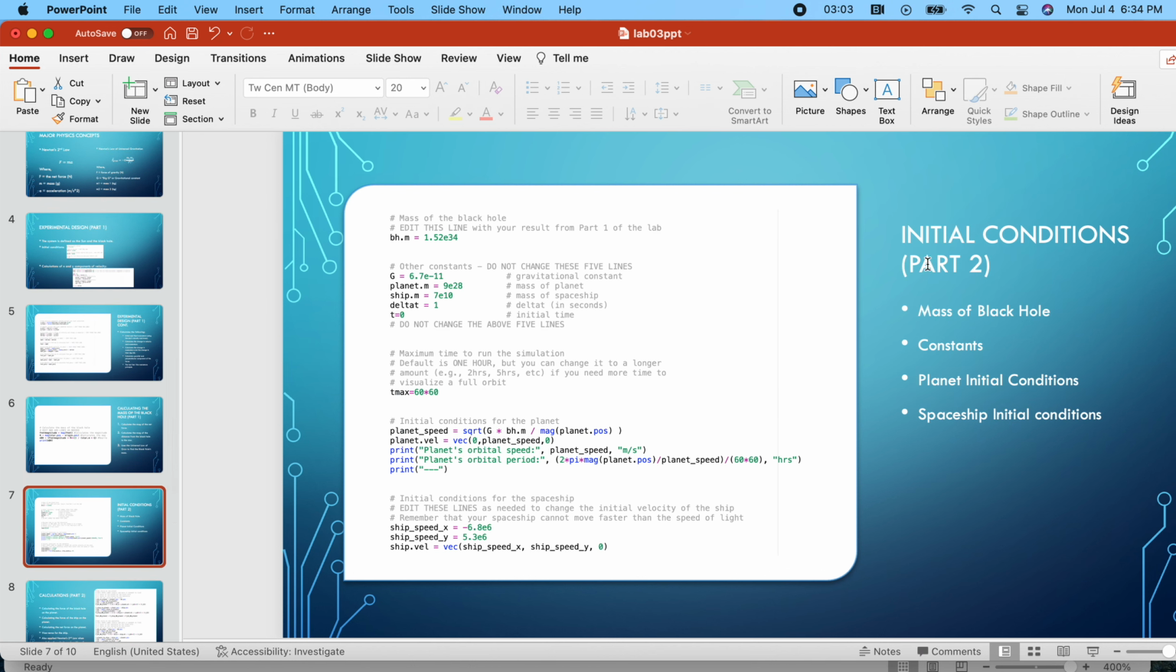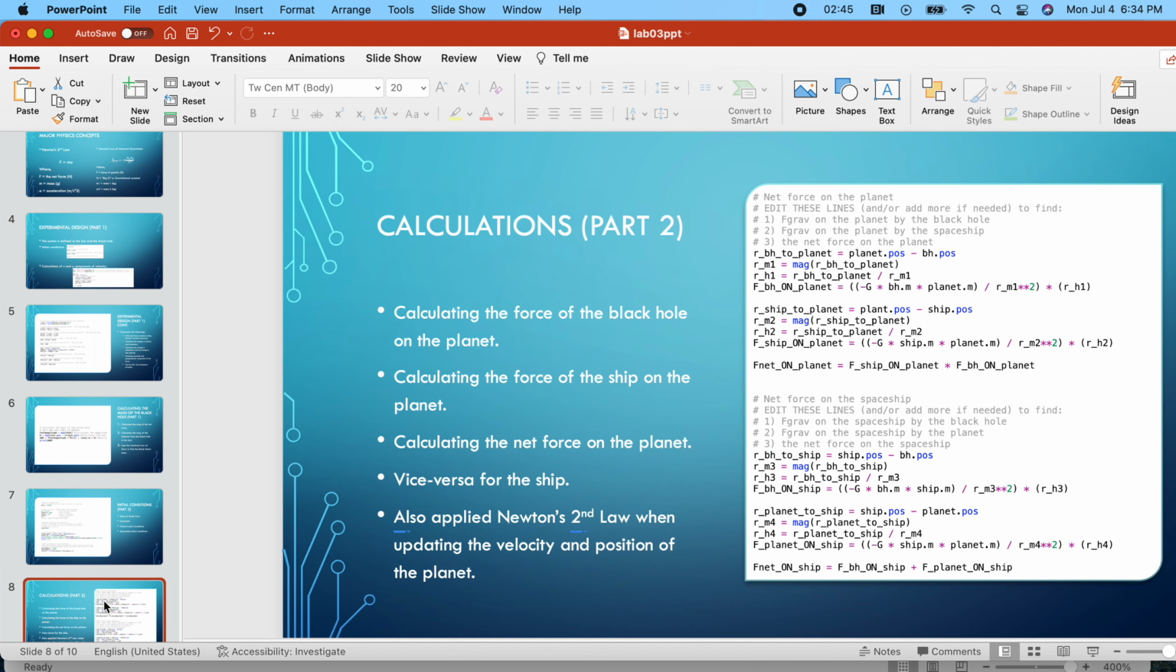Here are some initial conditions for part 2. You have the mass of the black hole, which we calculated in part 1, which we got to be 1.52 e 10 to the 34. We have the constants here, the planet initial conditions, and the spaceship initial conditions.